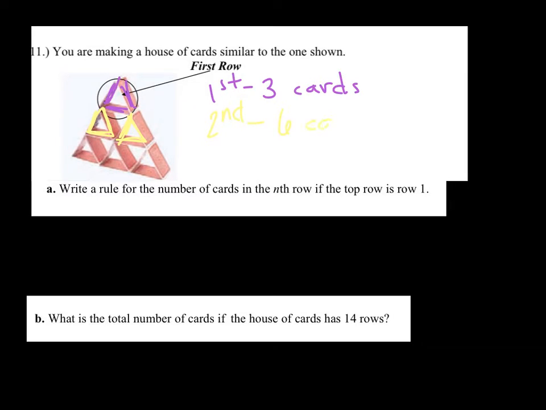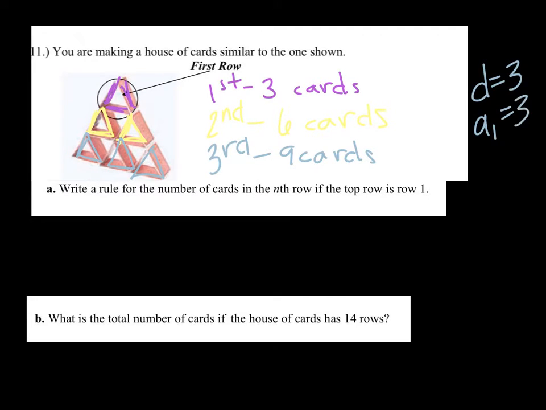And then what about your third row? 1, 2, 3, 4, 5, 6, 7, 8, 9. So the rows are essentially your term numbers, and you can see that from 3 to 6 to 9, the difference is 3. And your first term, or row 1, has 3 cards.